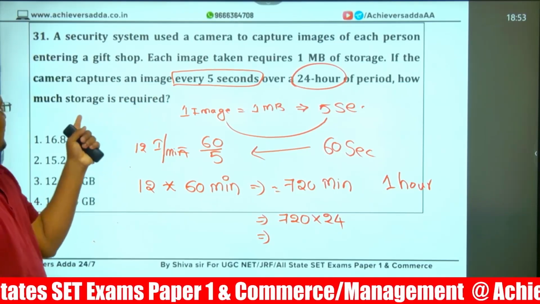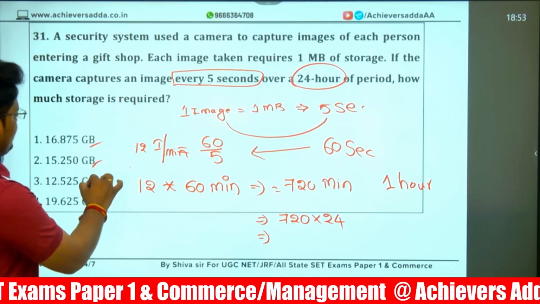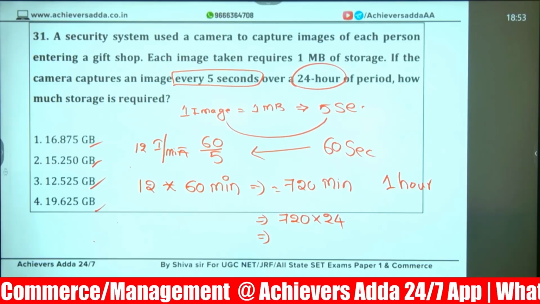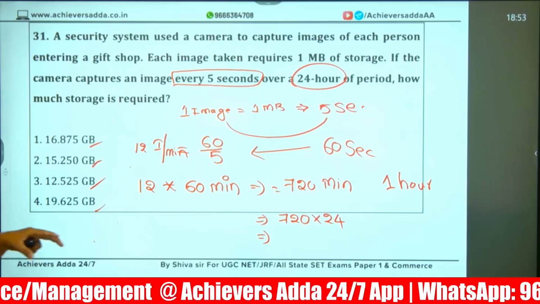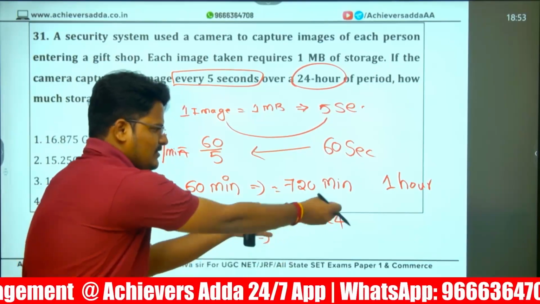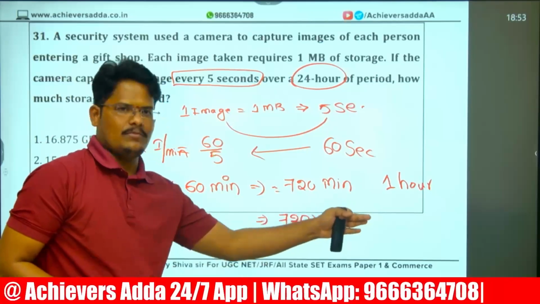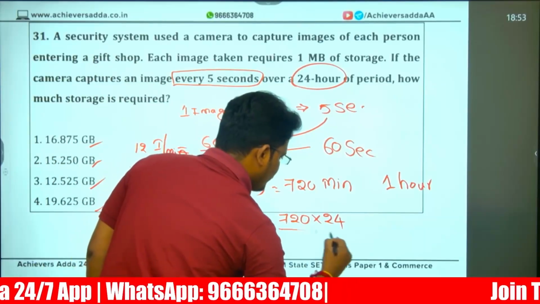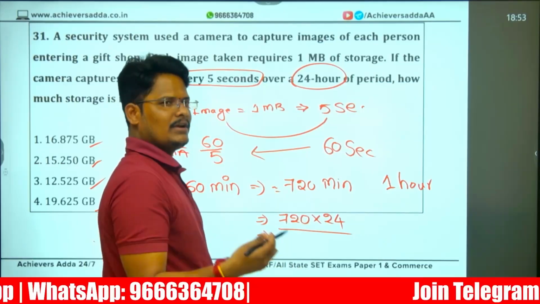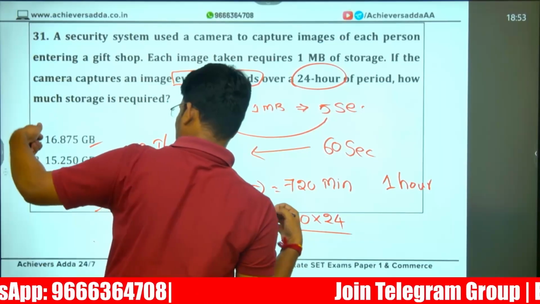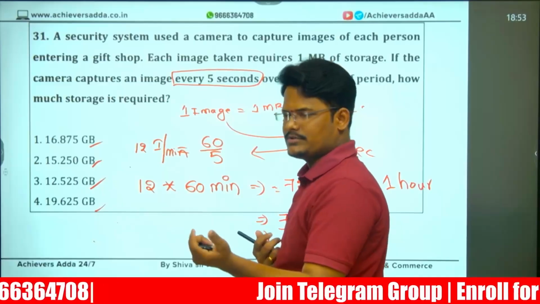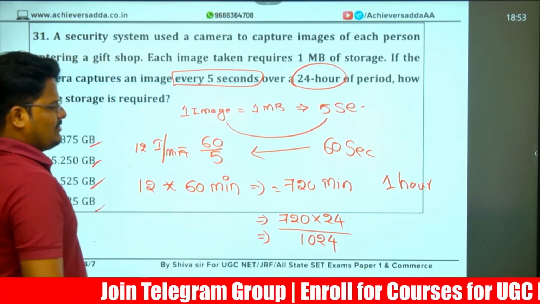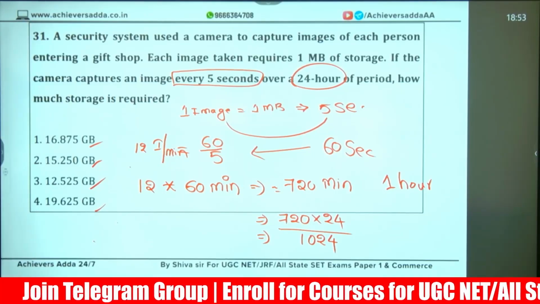And they are saying all options are in GB. So ultimately, whatever memory comes, we should divide it by 1024. Instead of that, you can even use 1000 also, if the options are not very near. But we have to do it accurately if the options are very near. So 720 into 24 divided by 1024. How much can it come?